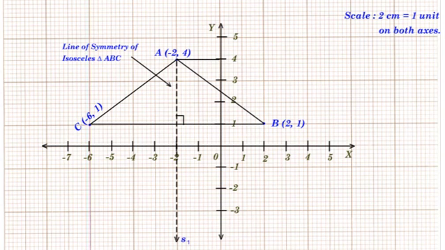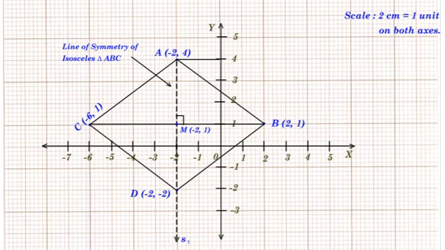Now, in the second part, we want to mark the point D such that the line in 1 and the line BC are both the lines of symmetry. Now mark point D on the opposite side of A such that AM is equal to MD. We will get D with coordinates (-2, -2). So we have got the coordinates of point D.